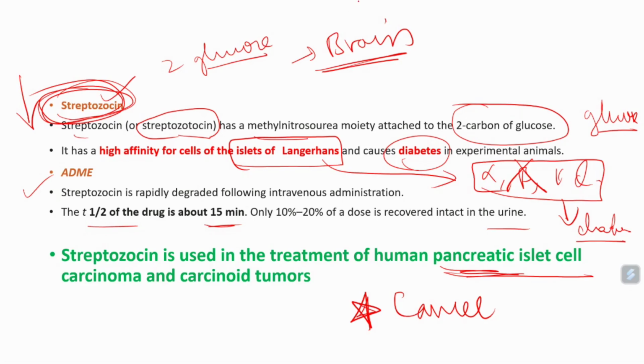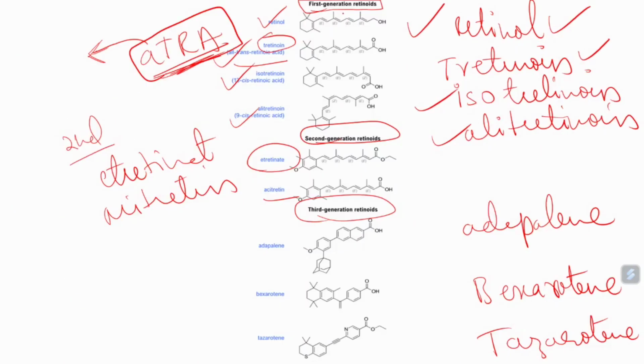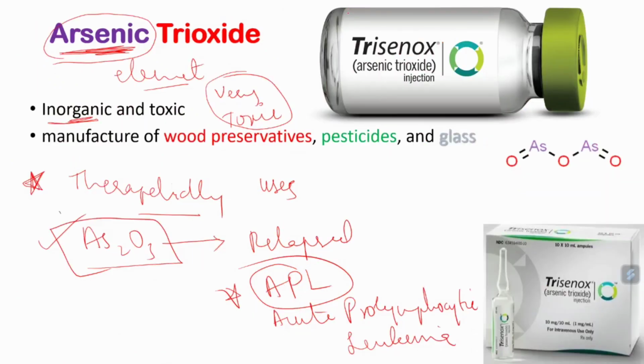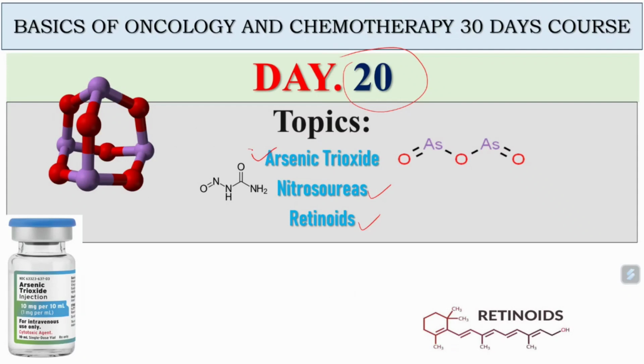That's it for today. We discussed arsenic trioxide, a very important compound, nitrosoureas, and retinoids.